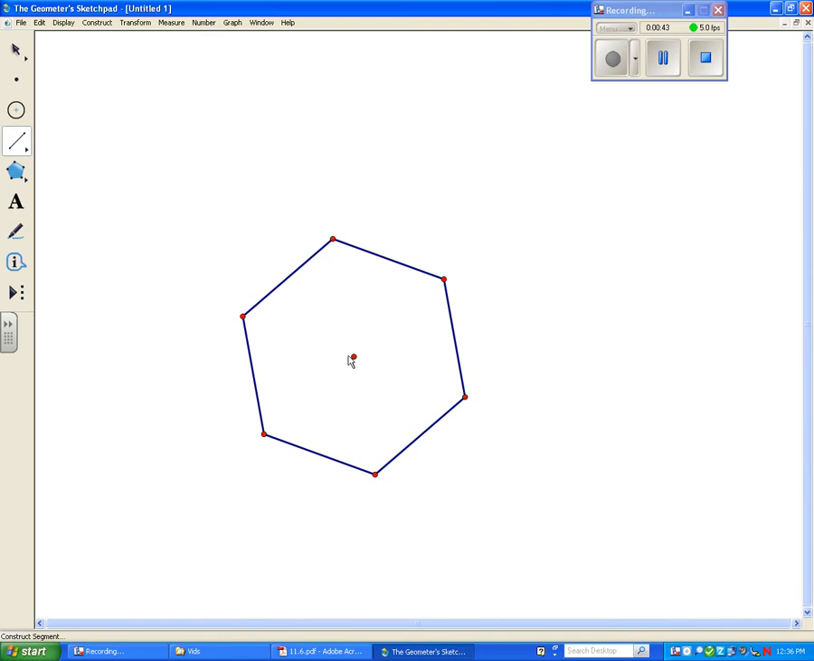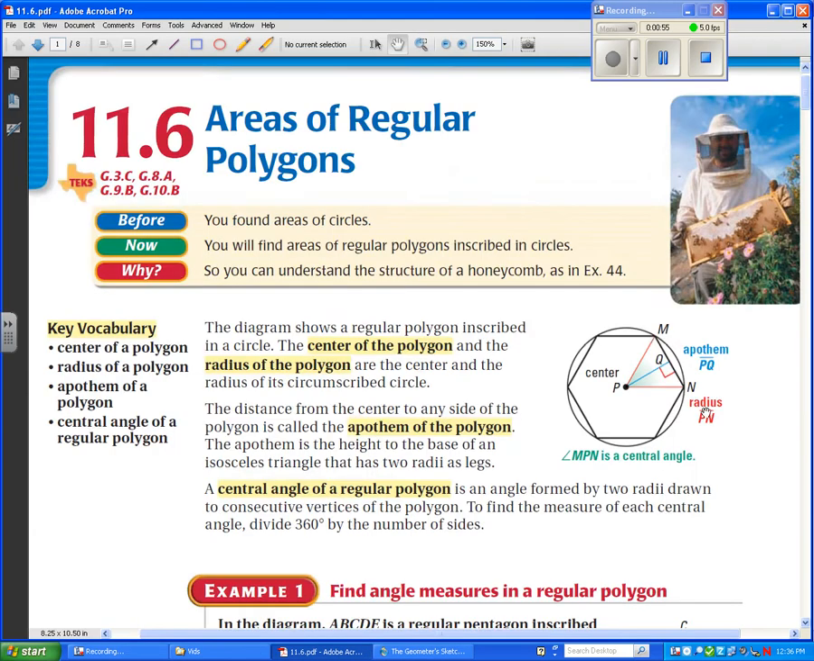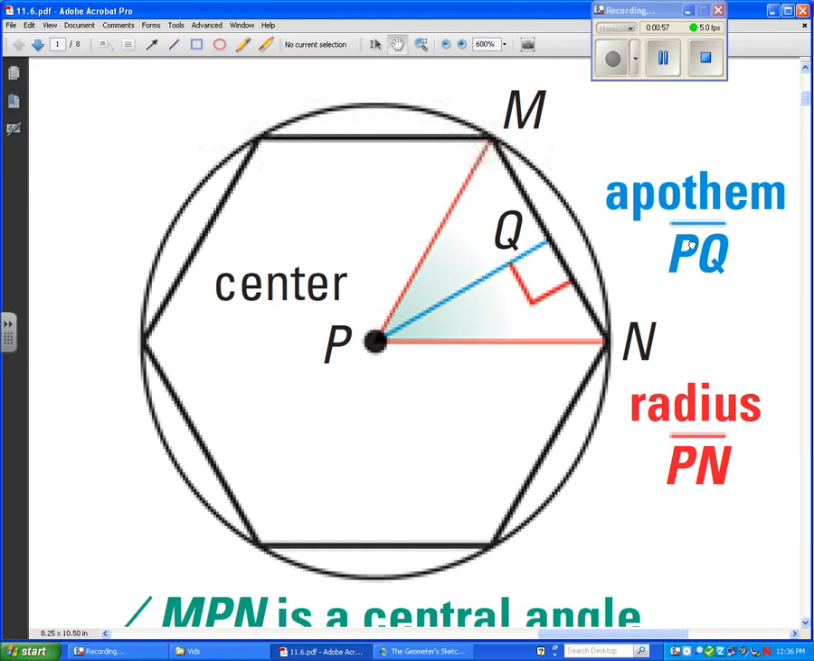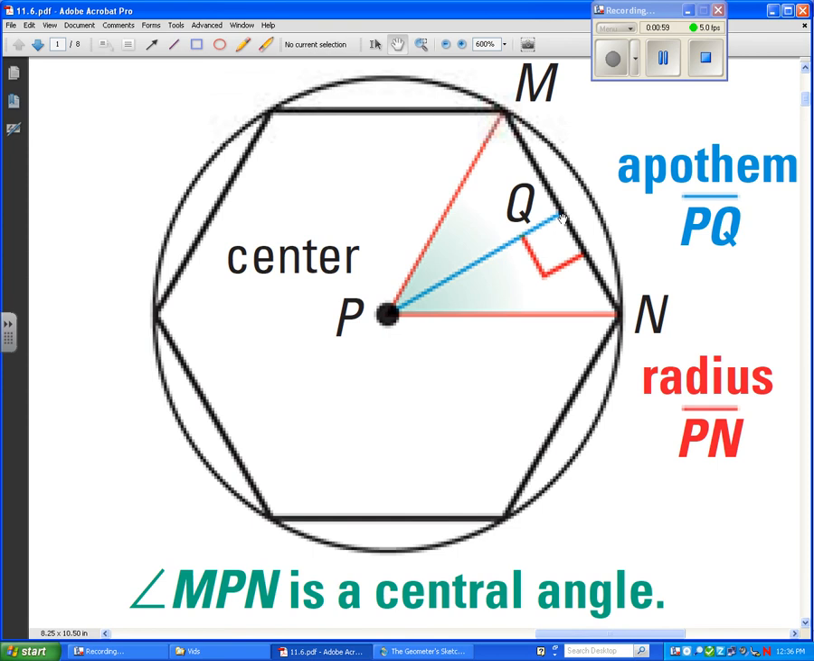Let me go ahead and put this. This is called the radius, because if I were to put a circle around that, it's the radius of the circle. Notice it's the same all the way throughout. Now the apothem is a new term. Let me go ahead and zoom in on that word. The apothem is the distance from P to Q. That's the perpendicular distance to one of the sides.